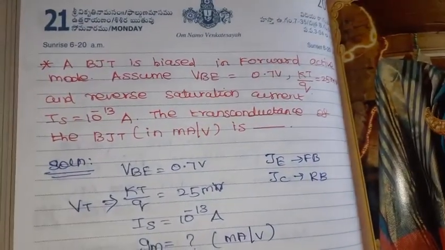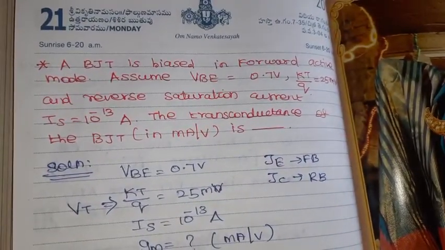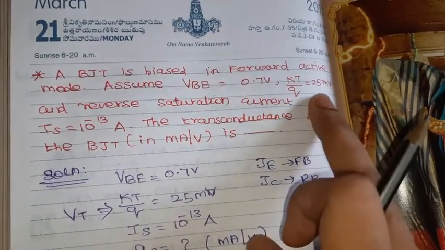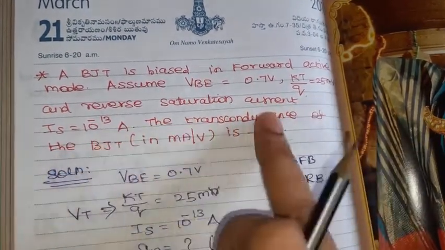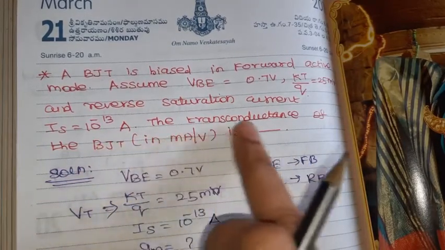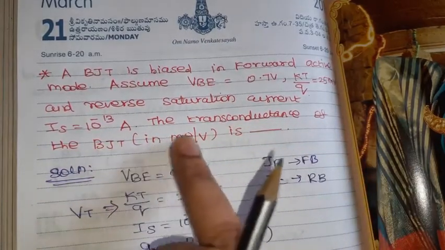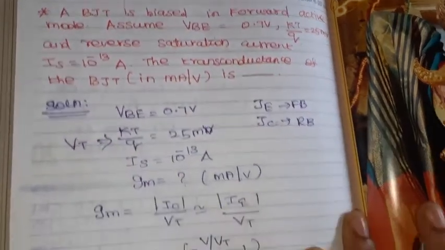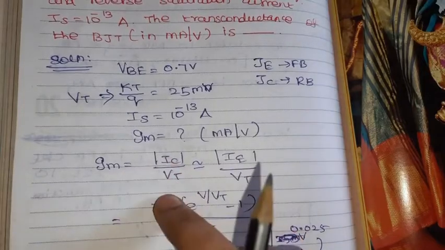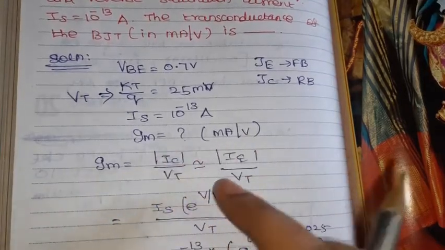Then a BJT is biased in the forward active mode. Assume VBE is equal to 0.7 volt, kT by q is nothing but VT. VT is a constant value, 25 millivolt, and the reverse saturation current IS is equal to 10 power minus 13 amperes. Then find the transconductance of the BJT in milliamperes per volt. What is the formula for transconductance? Transconductance is nothing but IC by VT, approximately.